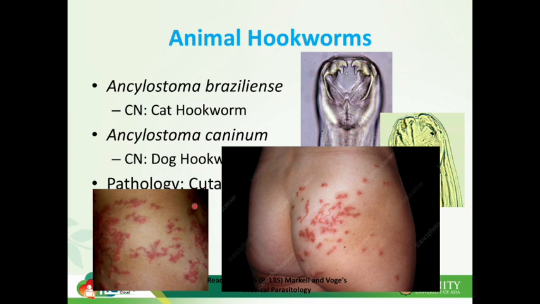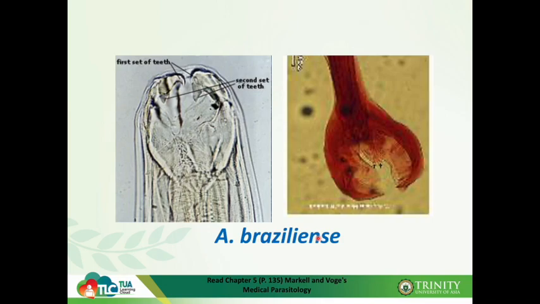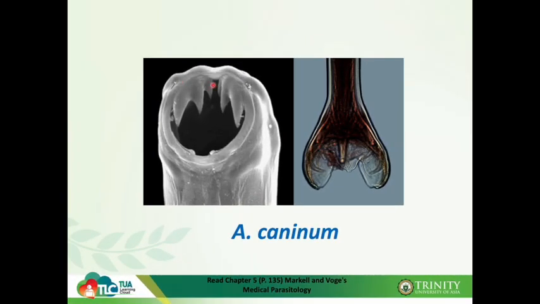And this is what cutaneous larva migrans would look like. They stay only in the subcutaneous tissue. For some, they may also enter the skeletal muscles. Here, 2 pairs of teeth. And then 3 pairs of teeth.